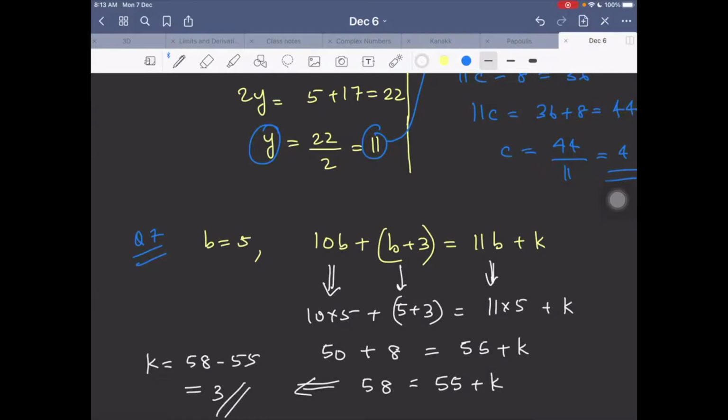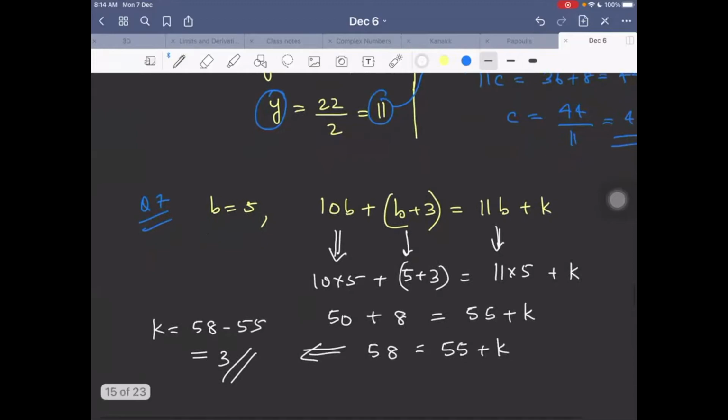Easy, right? Tell me. Is this how you did this question? Yes. But there is an easier way.